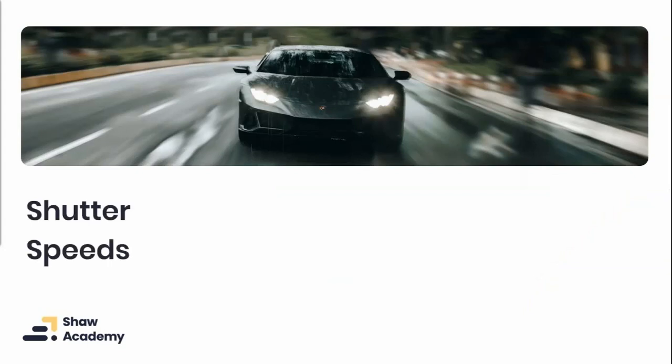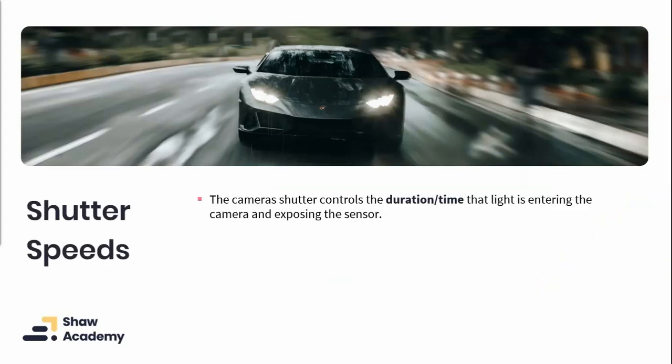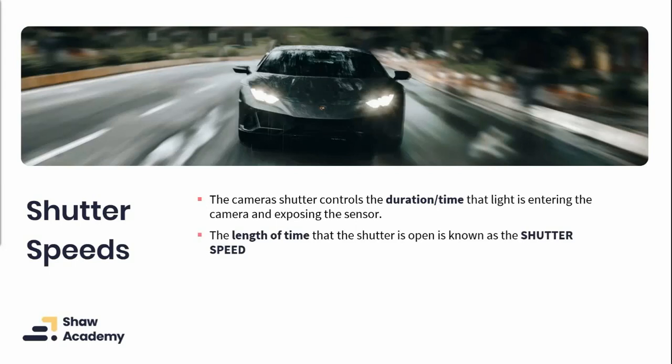But let's have a look at shutter speeds first of all, and just define exactly what shutter speeds are. The camera's shutter controls the duration, or the amount of time, that light is entering the camera and exposing the image sensor, or if you happen to be using film. The length of time that the shutter is open is known as the shutter speed. So the amount of time that the shutter is opening and closing is known as the shutter speed.